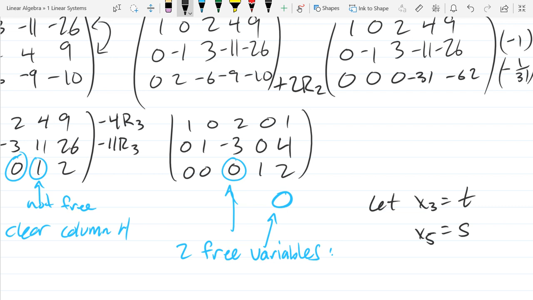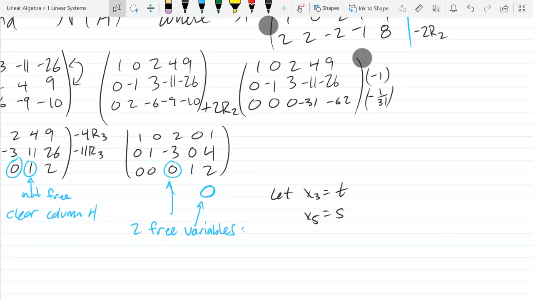So once we have this, do your best now to turn this into a solution that looks like x1, x2, x3, x4, x5, and these should all have an expression on the right side. x3 is t, x5 is s. So figure out x1, x2, and x4. I think all of them will have either an s or some t's, or possibly both s and t in them.